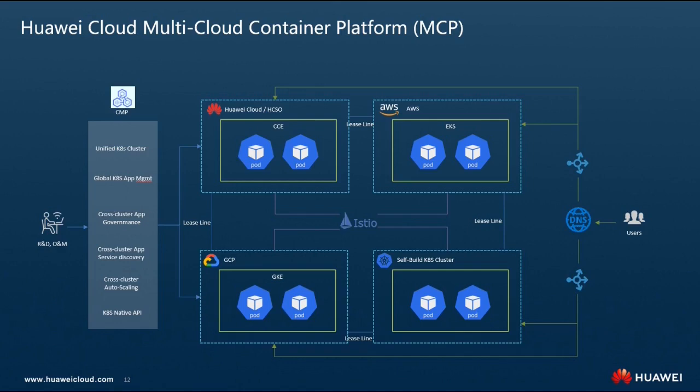MCP provides three types of networking solutions: hybrid cloud, multi-cloud, and multi-region. You can add Huawei Cloud CCE clusters, Kubernetes clusters of other public clouds such as Alibaba and Tencent Cloud, and on-premise Kubernetes clusters to MCP for unified management.